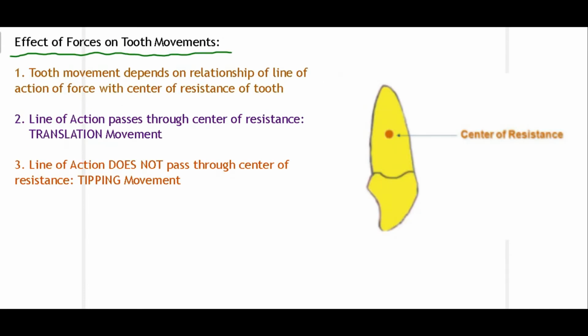Now, before we talk about the different types of tooth movement, there are certain force effects that we should keep in mind when tooth movements are occurring. Center of resistance is really important because, for example, when a force is applied and it passes through the center of resistance, then we'll get translation movement. But if the line of action of the force, for example, force applied over here, is away from the center of resistance, it will result in tipping movement. So the center of resistance is really important in determining whether translation or tipping movement will occur. These two points have to be kept in mind when we're talking about tooth movement.